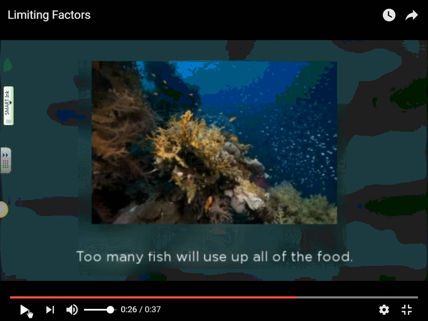Okay, I like this one. This is kind of a real life example about what happened outside on Friday. When there get to be too many organisms, they're simply going to use up a resource. All right, and that's what happened here on this coral reef.